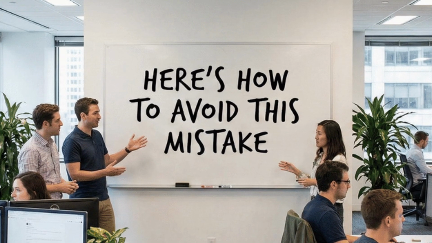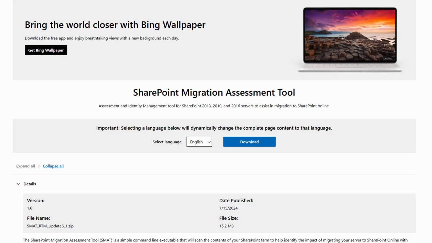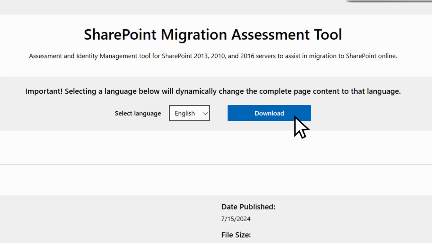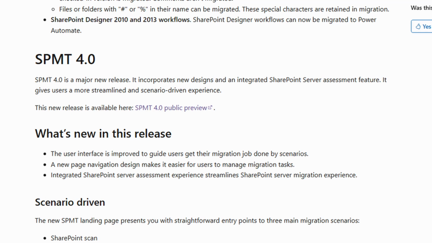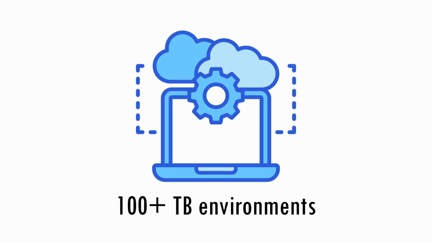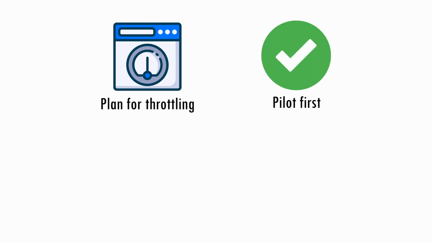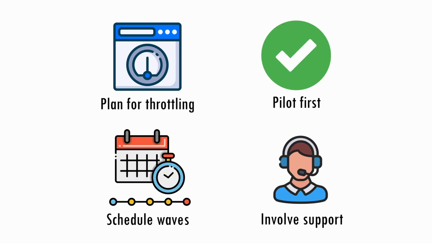How to avoid this mistake? Use the SharePoint Migration Assessment Tool, SMAT, to scan SharePoint server content before moving anything. Also, SPMT 4.0 introduced an integrated SharePoint server assessment experience, which makes running pre-migration scans easier for many teams. For very large migrations, like those over 100 terabytes, plan for throttling, pilot first, schedule waves, and involve Microsoft support early if you need guidance on capacity planning.